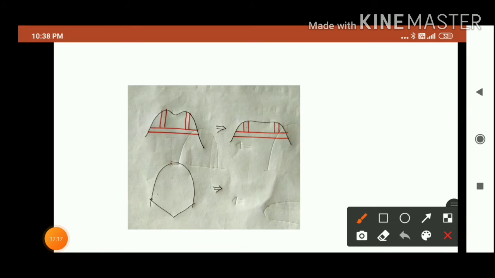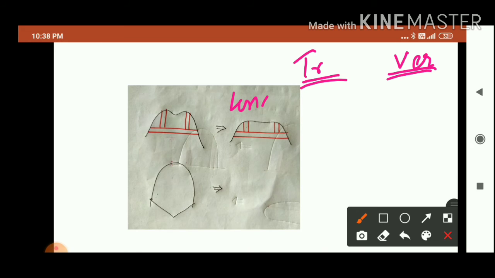Okay, so if you are going to have a comparative study of the transverse and the vertical muscle, then about the length, the transverse muscle will increase the length. On the other hand, the vertical muscle will decrease the length. What will be the width? You see that the transverse muscle will decrease the width, the vertical muscle will increase the width.